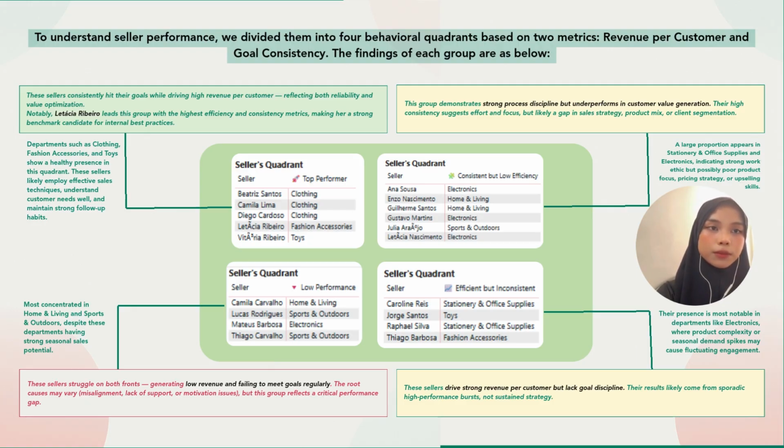Finally, we have the low performance quadrant. This group struggles on both fronts: low revenue, low goal achievement. While the root causes may vary, it could be misalignment, lack of motivation, or even poor support structures. This quadrant represents a critical performance gap. Interestingly, this group is mostly concentrated in home and living and also sports and outdoors, even though those departments have strong seasonal potential. This might hint at missed opportunities post-COVID or challenges adapting to new customer behaviors.